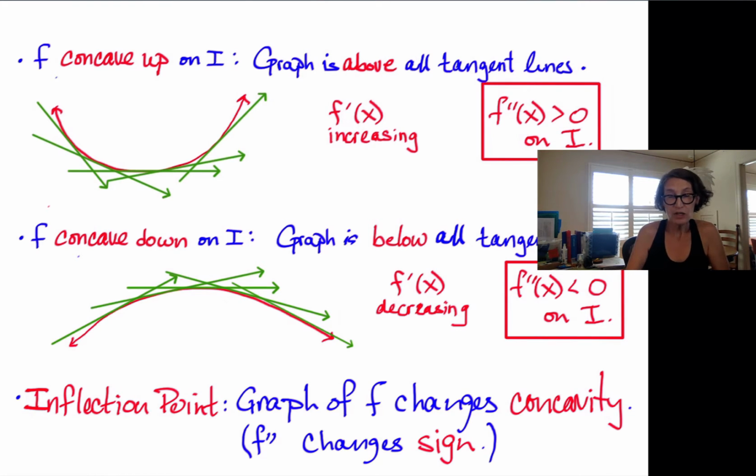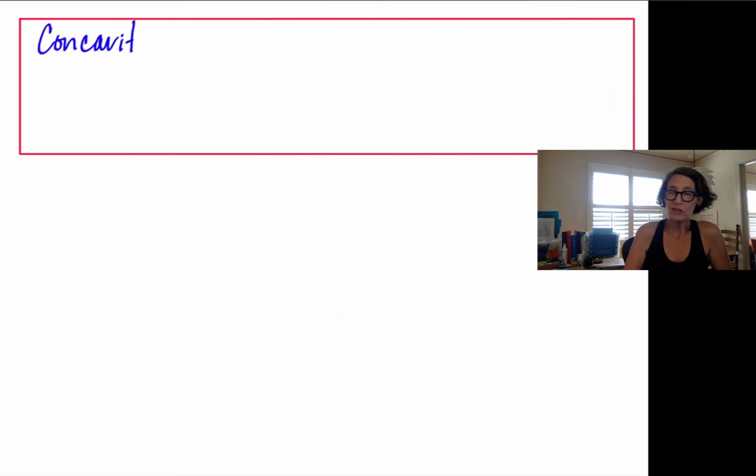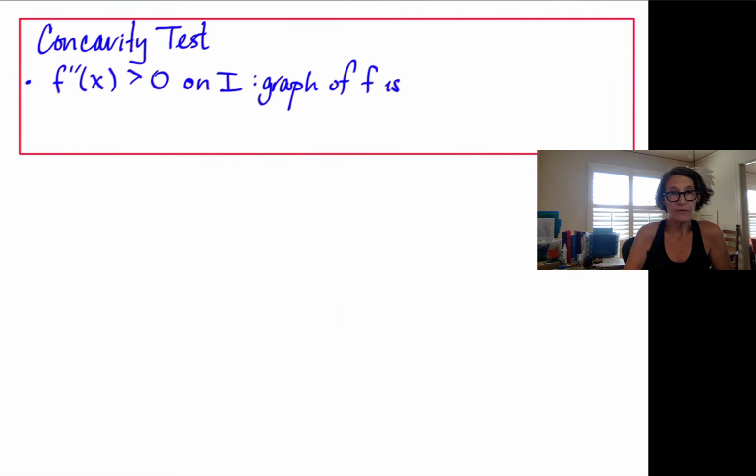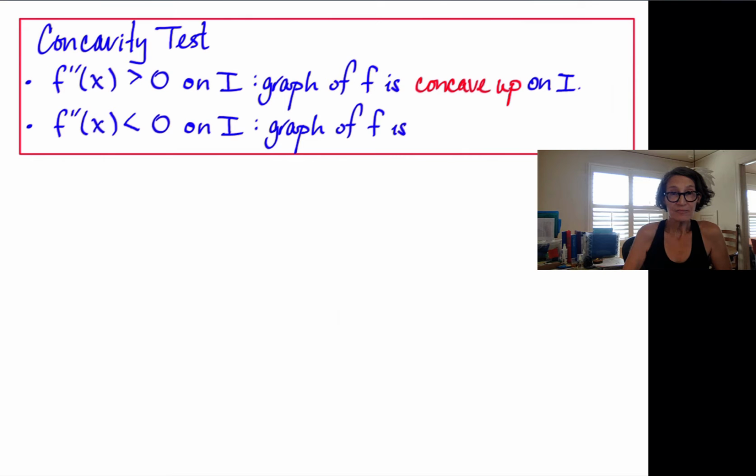Now, with all this information that we can get from the second derivative of a function, we have a couple of tests that we can add to our toolkit. The first test is called the concavity test. It says if f double prime of x is positive on an interval, that just means that the graph of f is going to be concave up on that interval. So that's pretty easy to remember. Positive, concave up. And it also says if the second derivative is negative on the interval, then the graph of f is concave down. Fairly easy to remember.